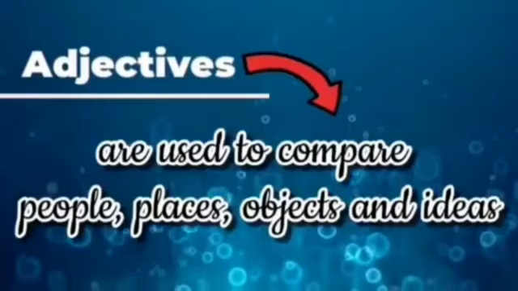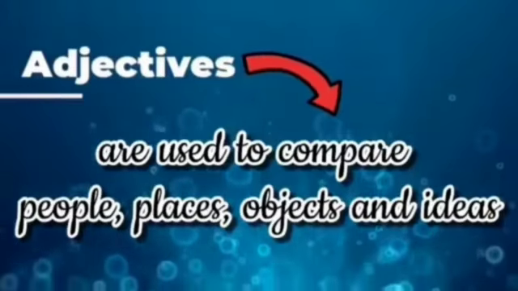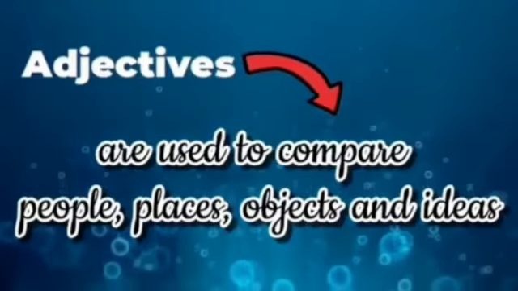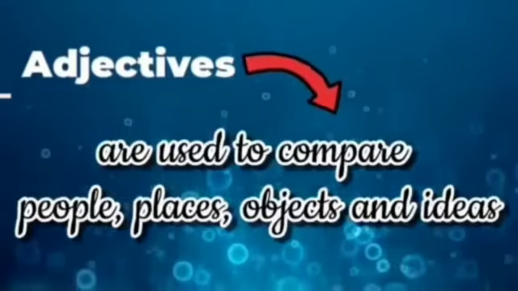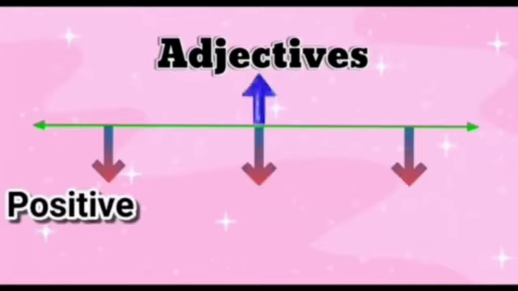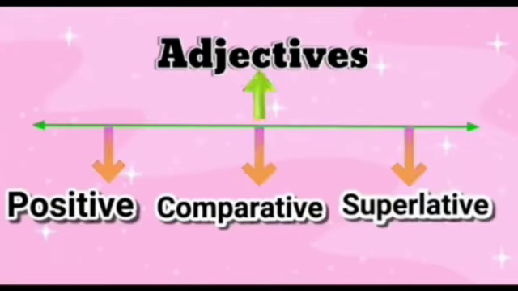Now, children, this chapter is based on comparison. So, adjectives are used to compare people, place, object, and ideas. Comparison is done on the basis of 3 degrees. Number 1, Positive. Number 2, Comparative. Number 3, Superlative.